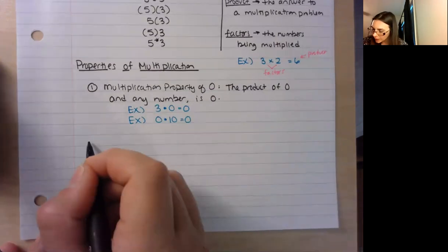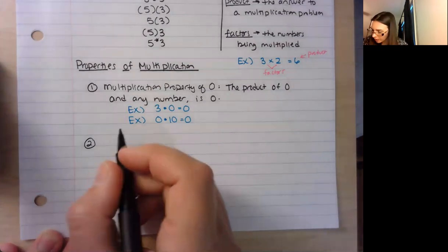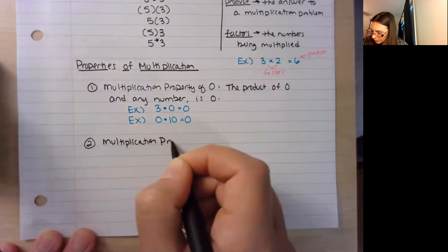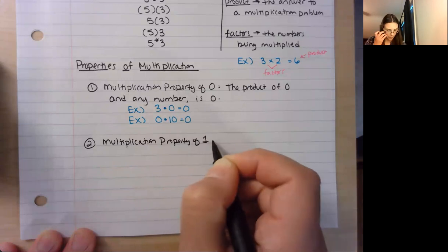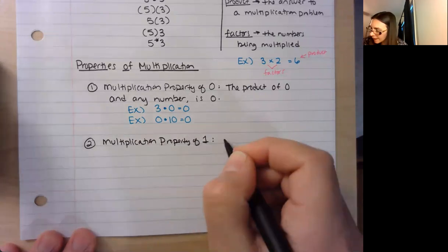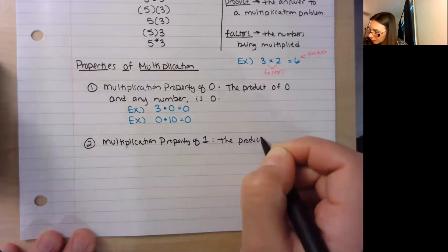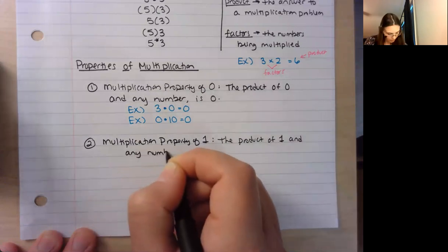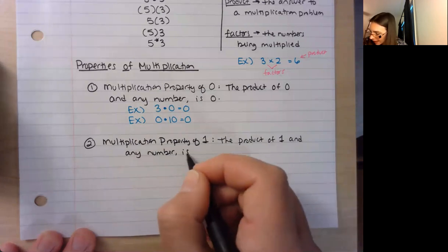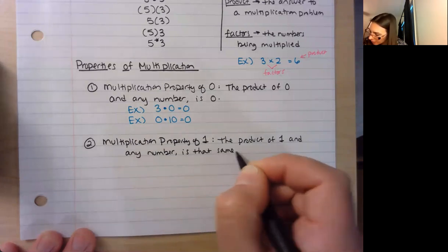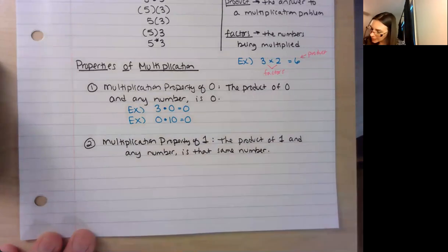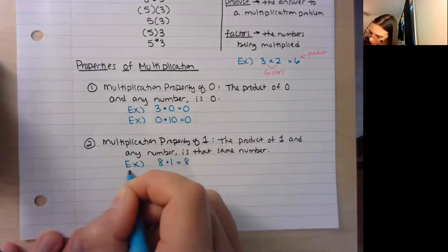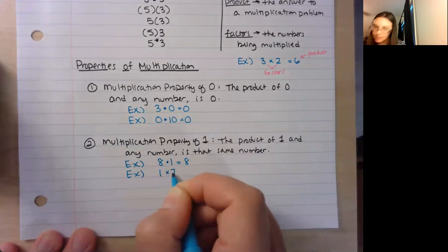Another property, and there's quite a few, is the multiplication property of 1. And what it says is that the product of 1 and any number is that same number. So for example, 8 times 1 is just 8, or 1 times 7 is just 7.